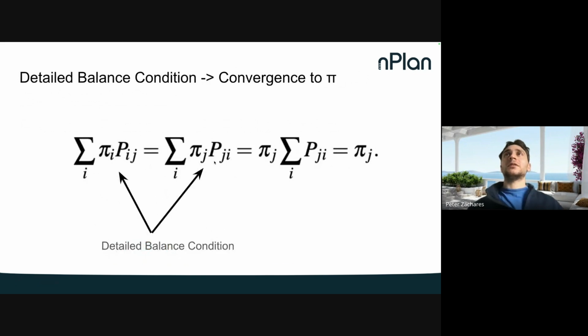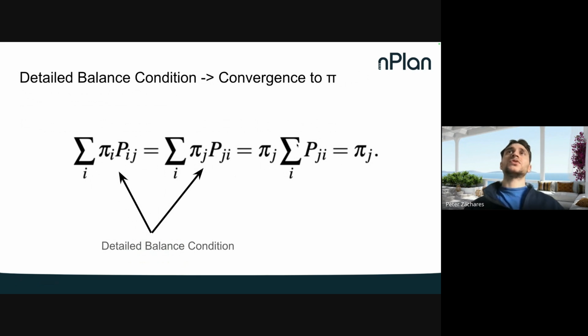So if you flip it, then you can say this is equal to pi j, and then because you know that this is a probability distribution, that means this column should sum to 1. So this is equal to pi j. So by just using that equation, you've shown that pi is a stationary distribution of the Markov chain.